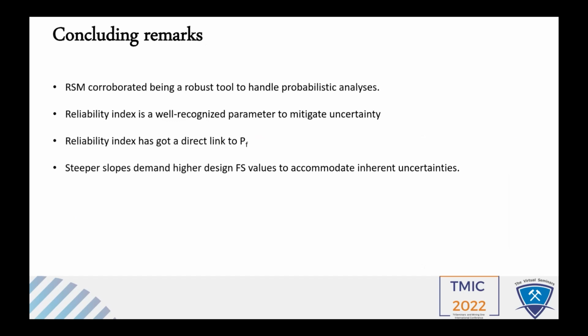And I will move on to the final slide, I presume. Yeah. The concluding remarks would be as follows. RSM corroborated being a robust tool to handle probabilistic analysis. Reliability index is a well-recognized parameter to mitigate uncertainty, and reliability index has a direct link to PF, probability of failure, and steeper slopes demand higher design FS values to accommodate inherent uncertainties. Thank you very much.